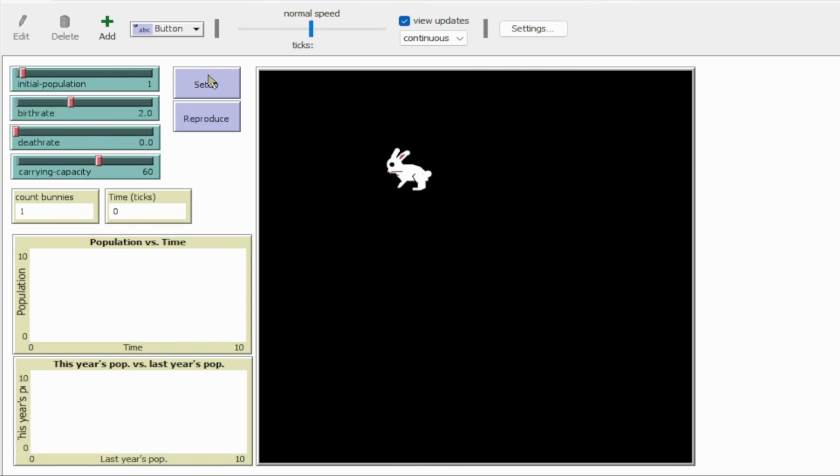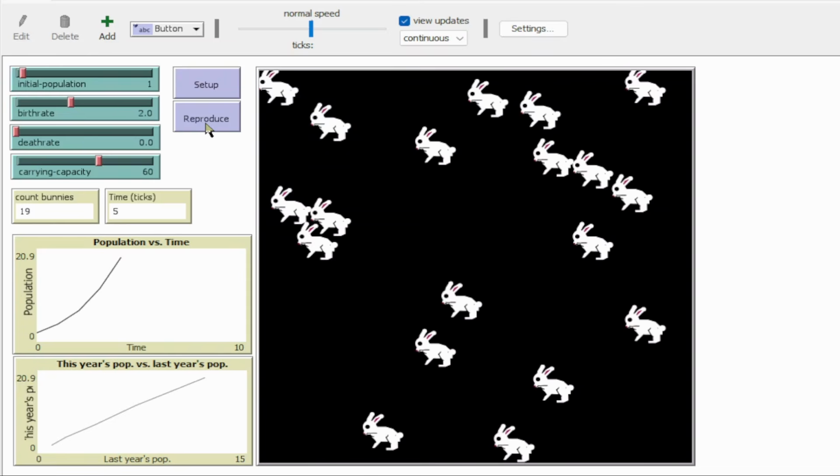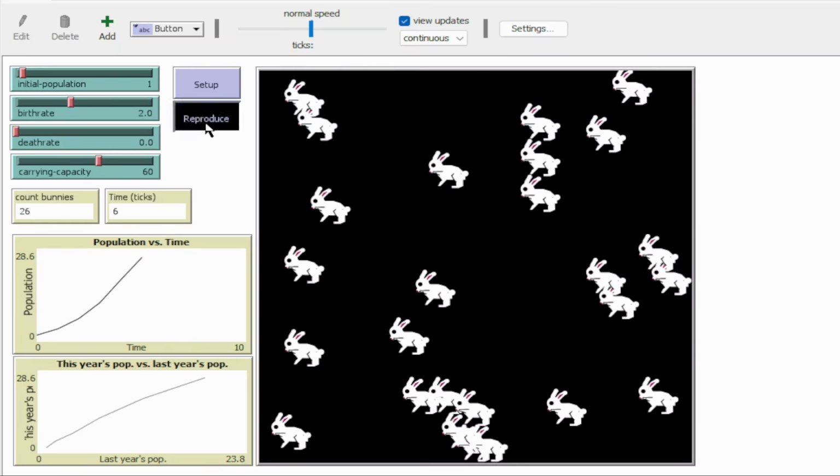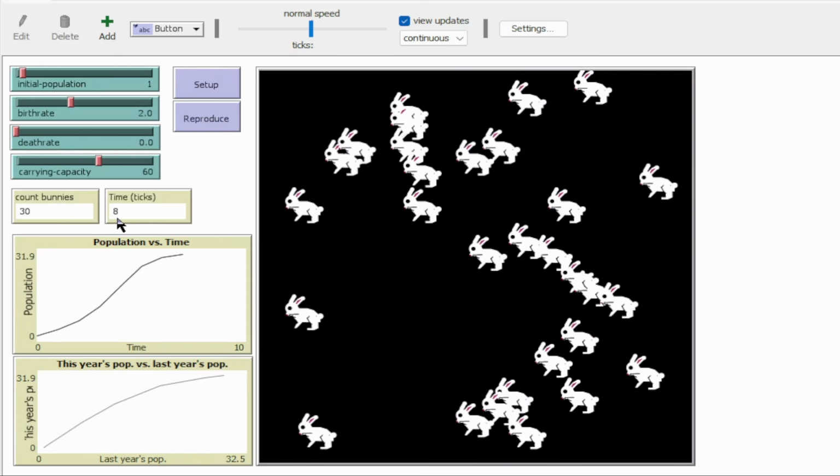This model is also known as the logistic model, and you are going to see why we call this the logistic model. So after initial setup, if we have one rabbit, if we go one step, at initial time we have 1, at time 1 we have 2, time 2 we have 4. So far it's so similar to the previous one. But at time 3 we have 7, which doesn't look similar. At time 4 we have 12, 5 we have 19, and it goes like that. At time tick 8 we have 30 rabbits in our world.